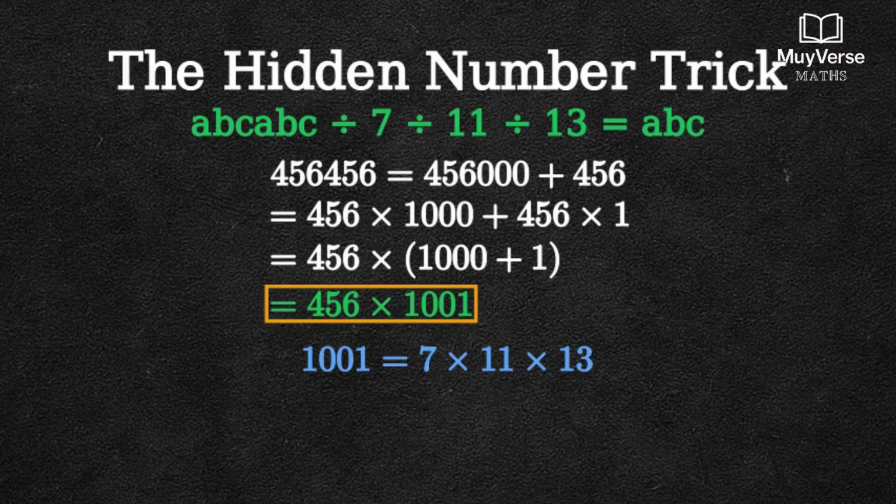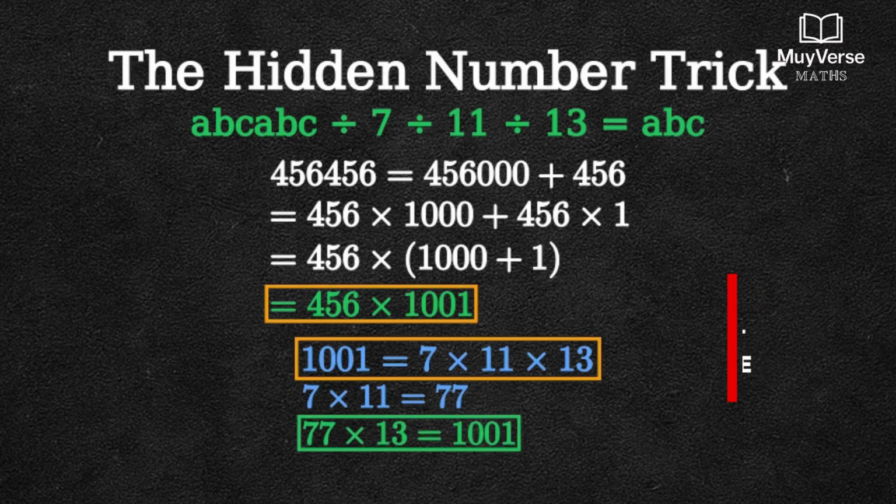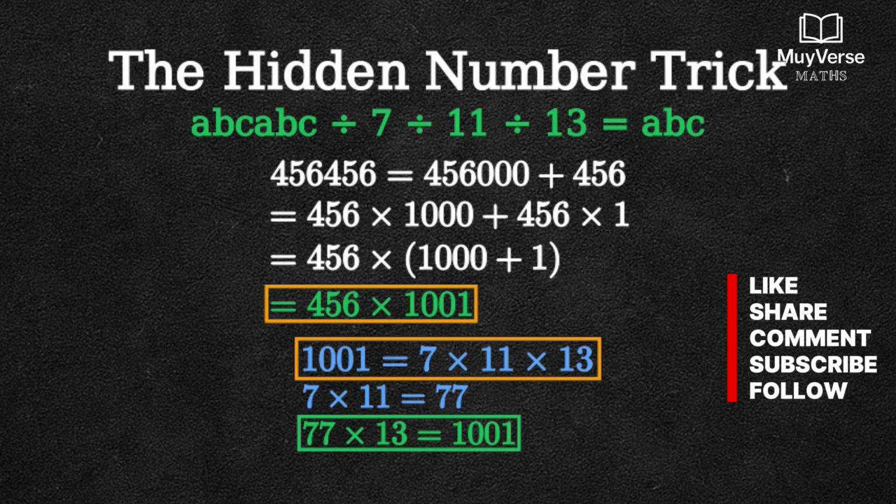Step 2. Factor 1001. 1001 equals 7 times 11 times 13. We can check quickly. 7 times 11 is 77. And 77 times 13 is 77 times 10 plus 77 times 3, which is 770 plus 231 equals 1001.